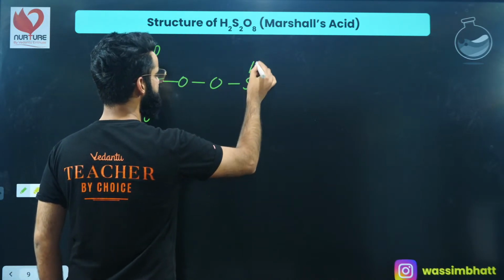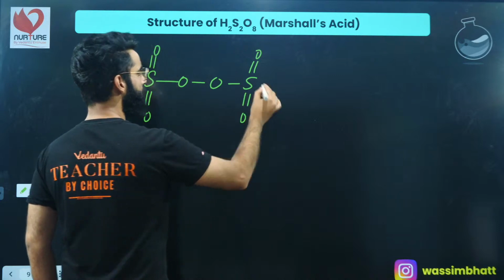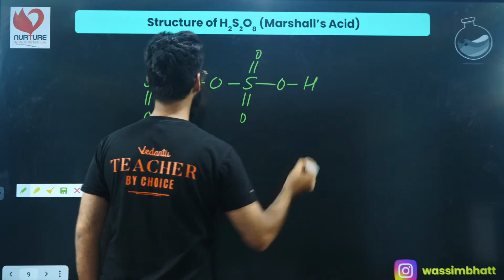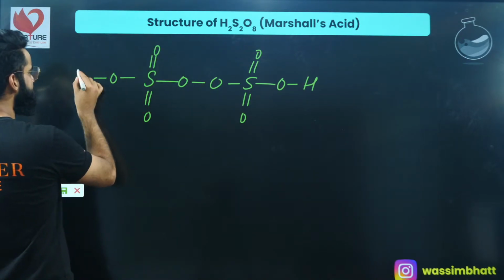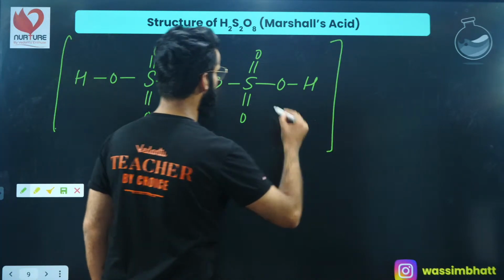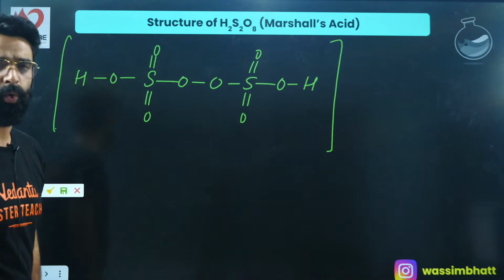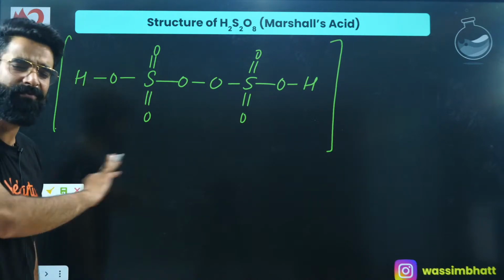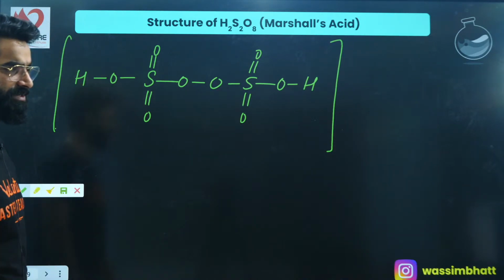Oxygen, oxygen. This is S double bond O. This is double bond O. This is oxygen, which is attached with hydrogen. And this is oxygen, and this is attached with hydrogen as well, right? So this is basically the structure of your H2S2O8. Now we can calculate every possible thing which can be asked from this, right?